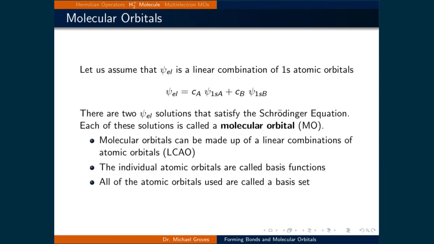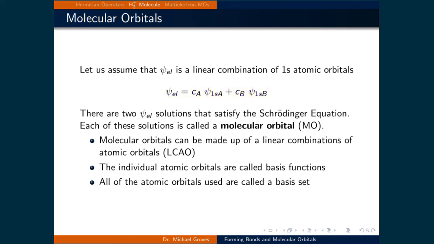Now that we have our Hamiltonian, we will guess the form of our wave function solution so that we can apply the variational principle to determine the energy of the system. We will reasonably assume that the wave function that describes our bond is a linear combination of the 1s orbital centered on both nuclei, meaning the electronic wave function is equal to CA times Psi 1s centered on nucleus A plus CB times Psi 1s centered on nucleus B.